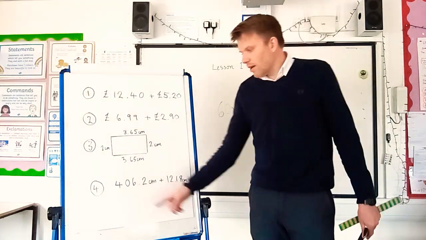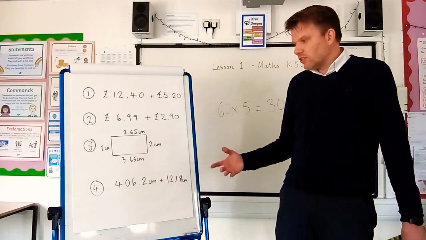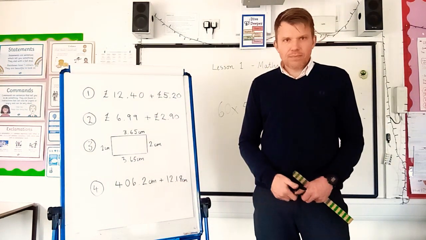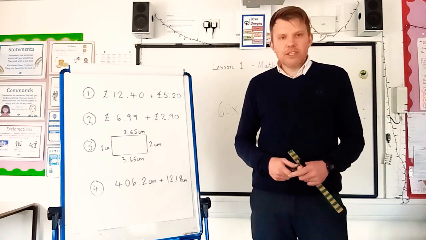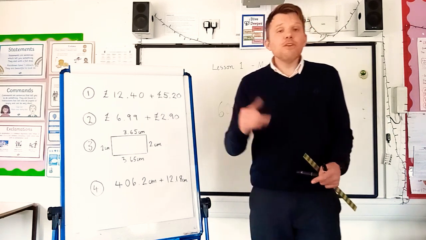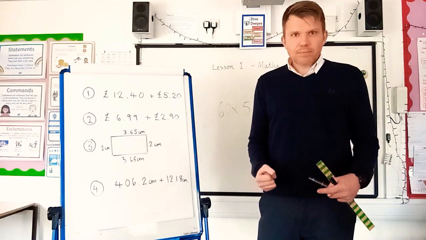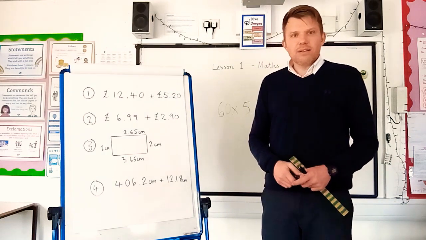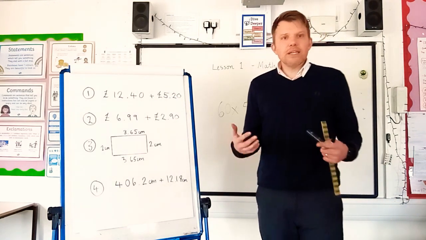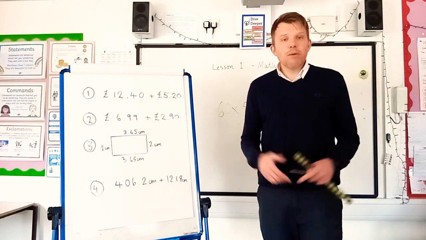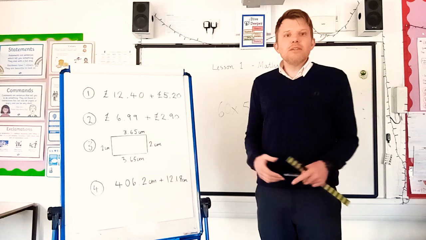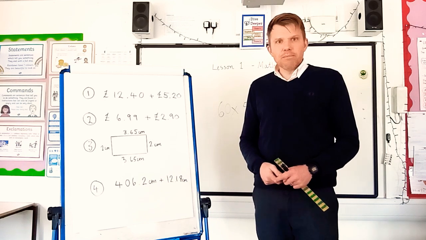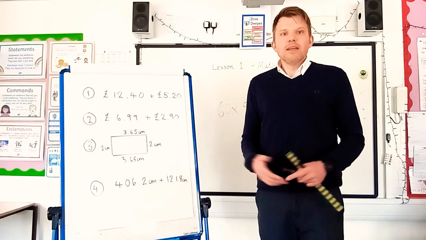And finally, I have 406.2 centimetres, add 12.18 centimetres. Have a go at using the column addition method to work out those answers. If you want to extend yourself, why not dive deeper? Pick one of these and see if you can come up with a word problem to link to each sum. Perhaps you can draw it out pictorially using a bar model or a part whole model. Maybe you can use manipulatives around your house to show how you work out the problem. It's up to you. Give it a go.